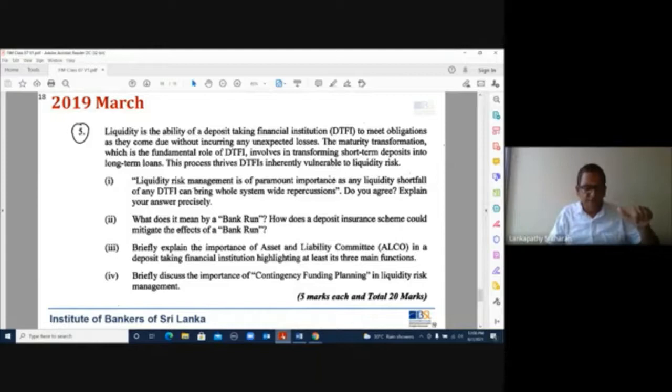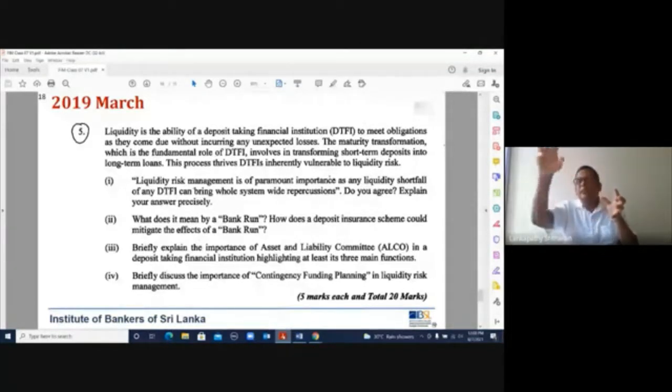That is one way. Another thing is, all the banks are interconnected with each other. For example, People's Bank may have a placement with HNB.